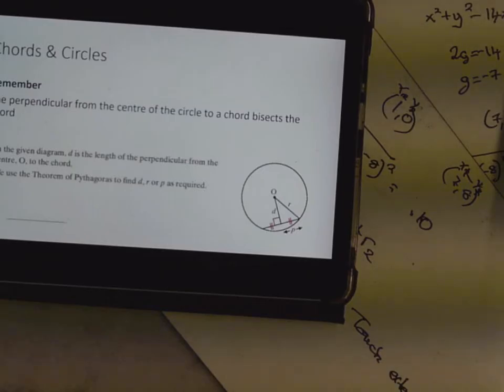And the converse of this theorem is also true. So if a line bisects the chord, it goes through the centre.